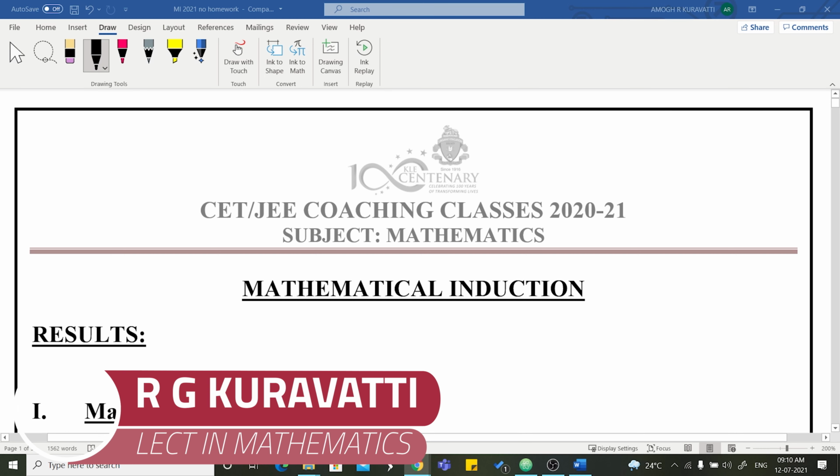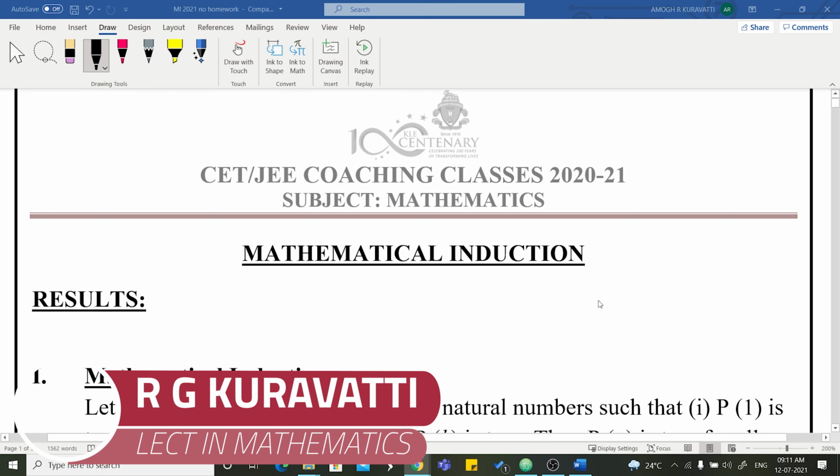So today we will discuss first PU mathematical induction. In this topic, one or two questions may be asked from KCET. Before discussing multiple choice questions, let us discuss some basic results. Now, what is the meaning of mathematical induction?